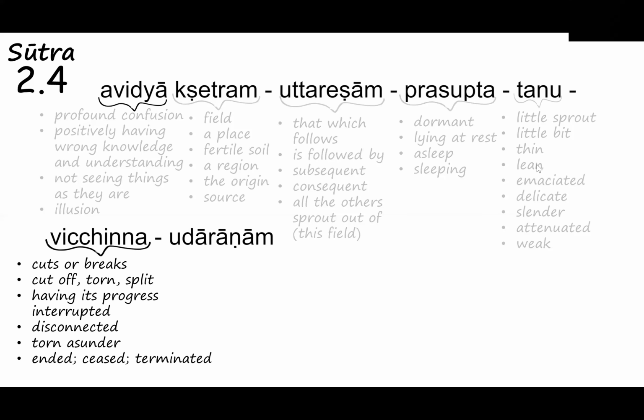Vichina, right? Cuts or breaks is how it's often described, this word vichina. But another way to think of this is fluctuations, or having its progress interrupted or interfered with, right? So something might have sprouted, it might be growing, but then something might happen to cause that growth to slow down a little bit or fluctuate, or something else might pop up that has a little more power and is getting a little more influence.